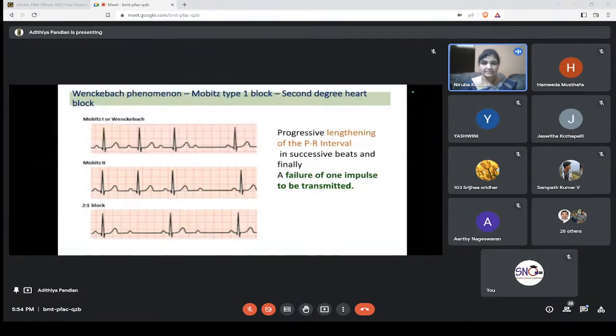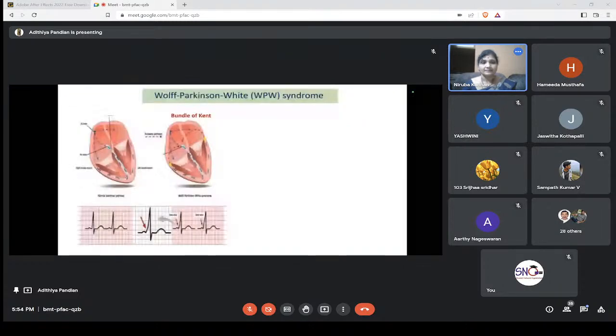Next slide, please. Okay, what is Wolff-Parkinson-White? There will be an aberrant bundle. That is, the impulse is always carried from the SA node to the AV node. Apart from that, there is one more tissue called the bundle of Kent, which is doing the extra work. You can see that there is a violet, maroon color line, which is also carrying the impulse to the AV node. In that condition, what happens?